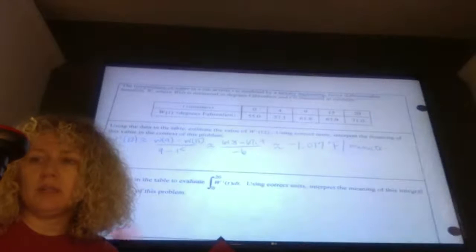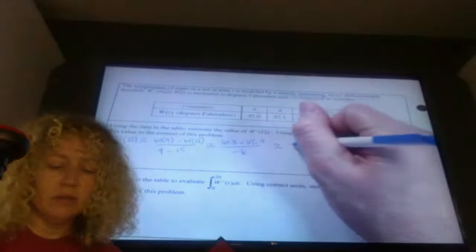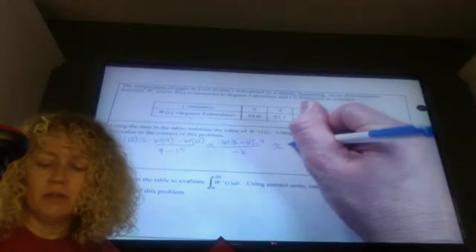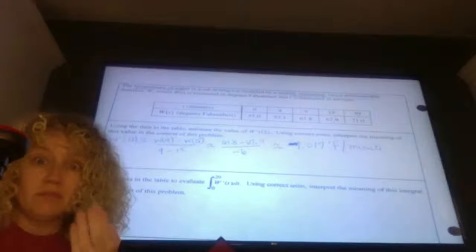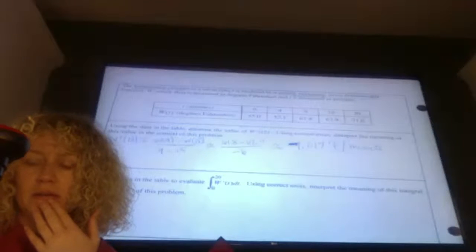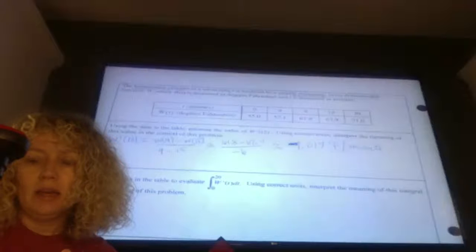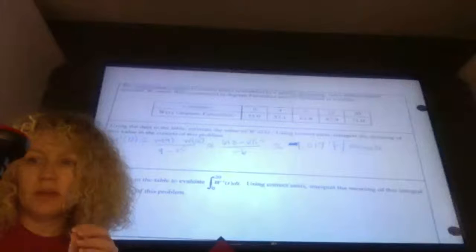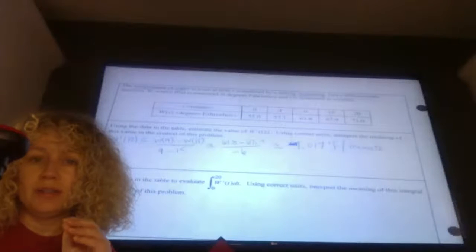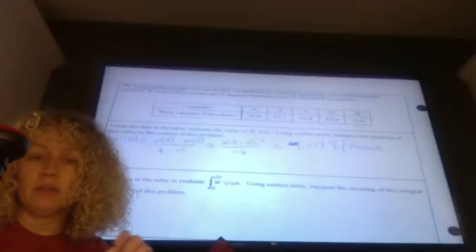So what this means, oh, that's not a negative, by the way. Just kidding, I lied. It's not a negative. So what this means is at t equals 12 minutes, the temperature of the water is increasing at a rate of 1.017 degrees Fahrenheit per minute. That's what it means.